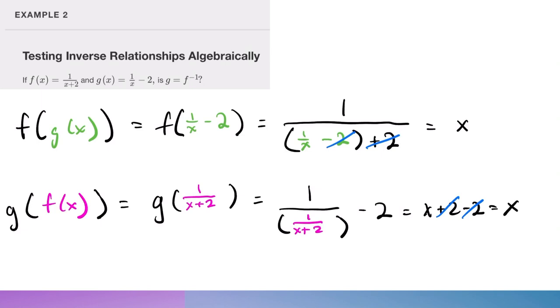So we did f of g of x and we got x. And then we did g of f of x and we got x, right? So now we can say that g is indeed f inverse.